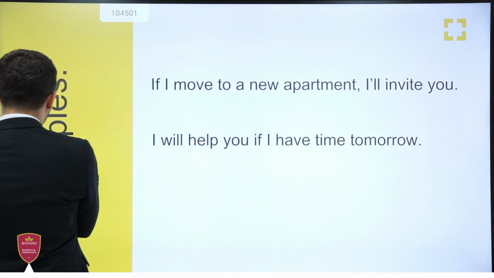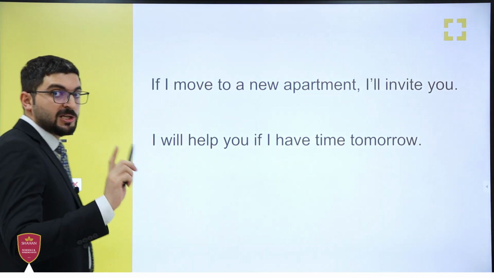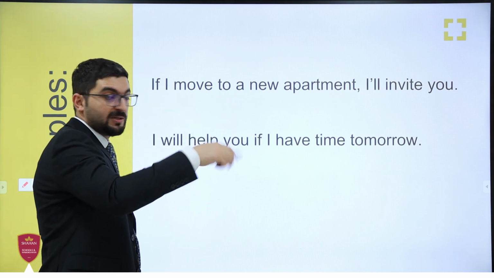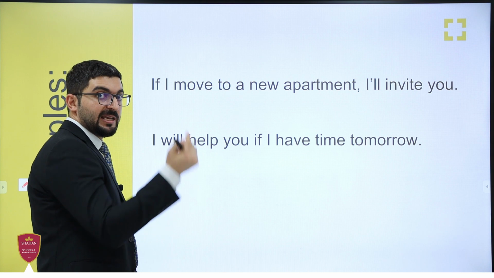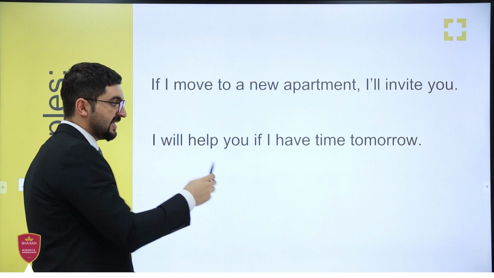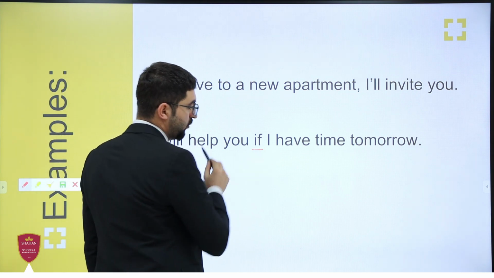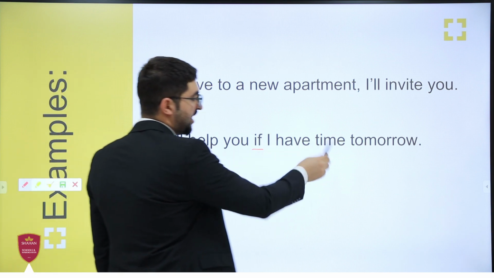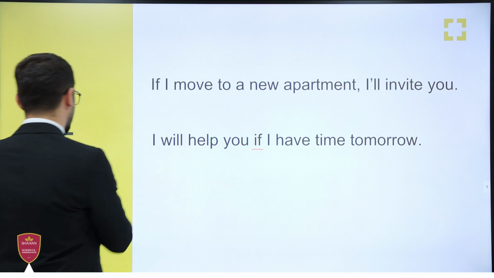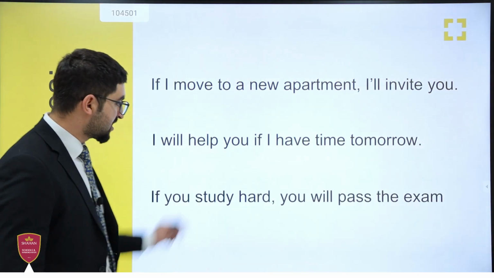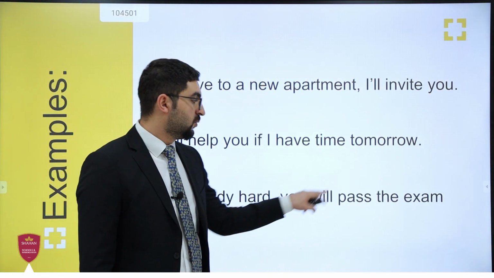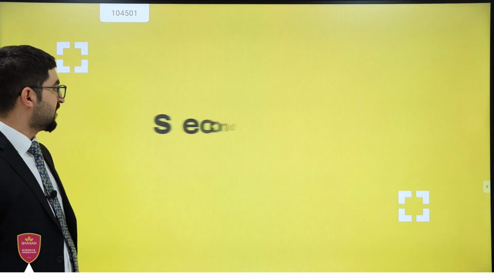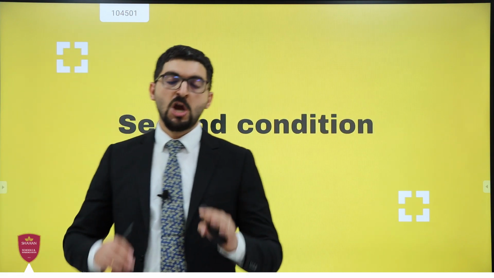Simply look, as I said, when the if clause is in the second part, or if is in the middle of the sentence, we do not need a comma. Look, we don't have any comma. I will help you if I have time tomorrow. And after that: if you study hard, comma, you will pass the exam. Okay, so after that, we have another condition.